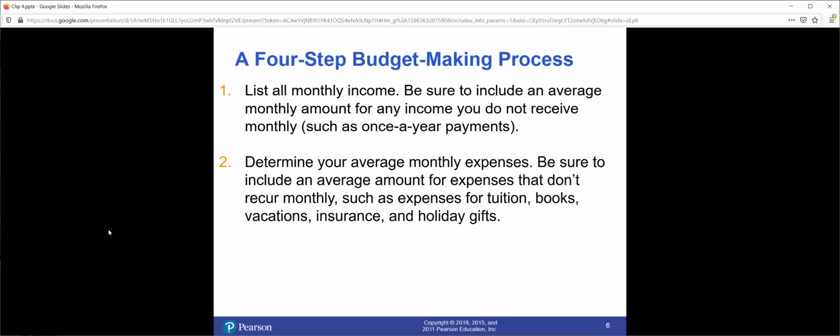Know how much you're spending. Determine your average monthly expenses. Tuition, books, vacations, for those of us lucky to do that. Insurance. Christmas is coming around. I need to increase my monthly budget because I need to buy holiday gifts, right?